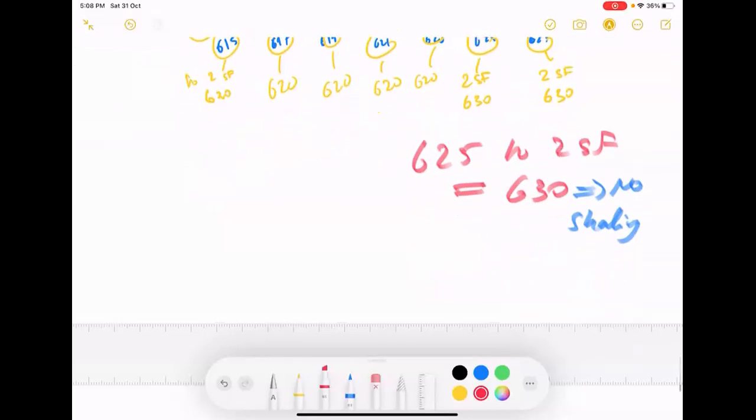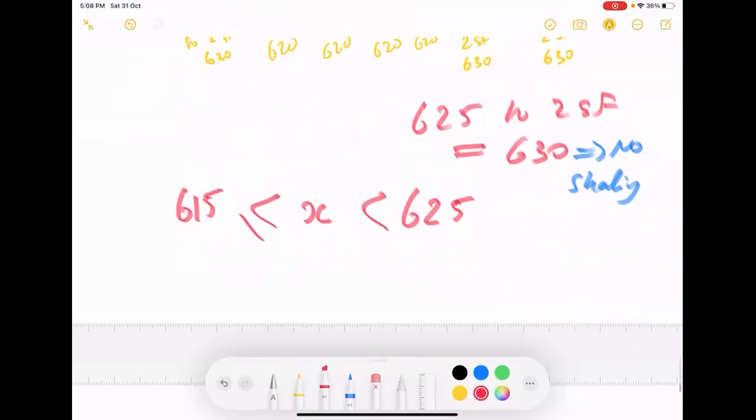Okay, so the inequality would be x would be 615, then 625. Is it clear, guys? Amani, did you get it? Yes, clear. Okay, Amani got it. Very good.